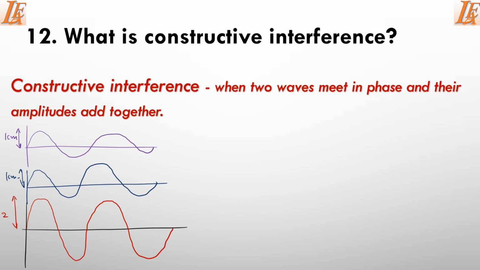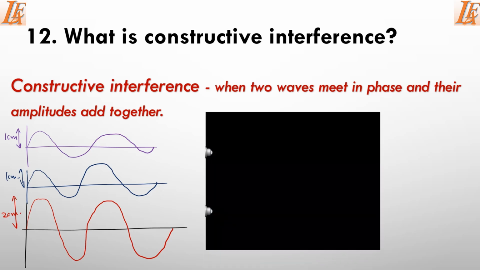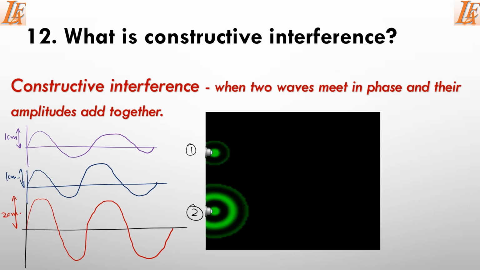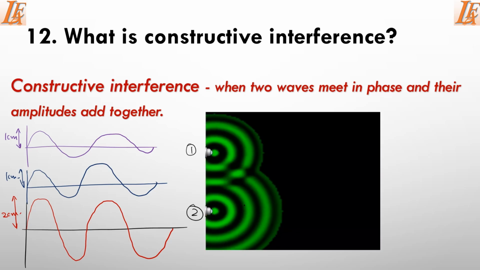Remember, we said that an amplitude shows the energy that the wave has. If two waves which are in phase meet, they will form a wave with higher energy than the individual waves that met. Now we can demonstrate this by using two sources of waves. This is the first source and this is the second source. Now when these two sources emit waves, they will produce waves which will interact, and the wavelengths will merge.